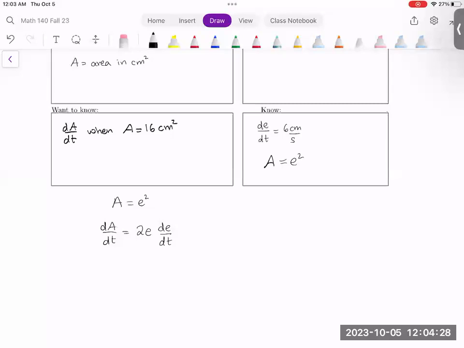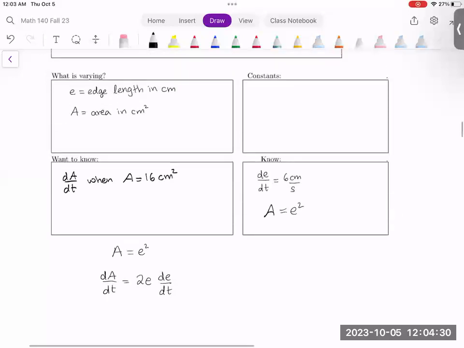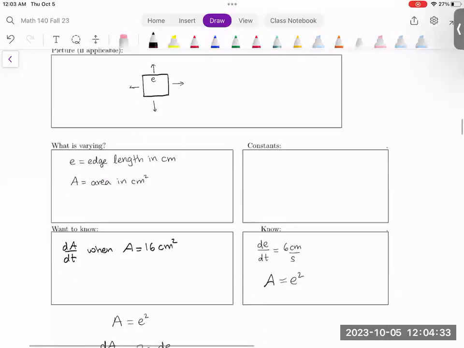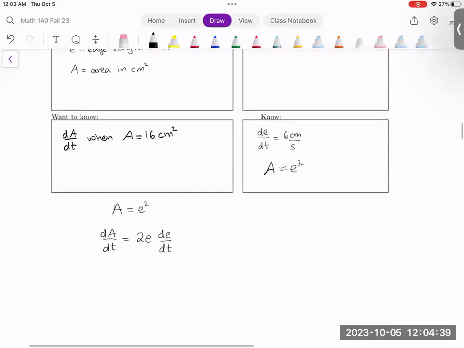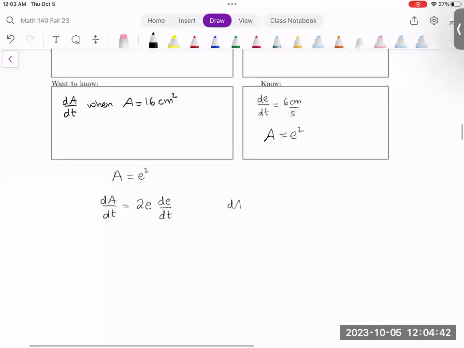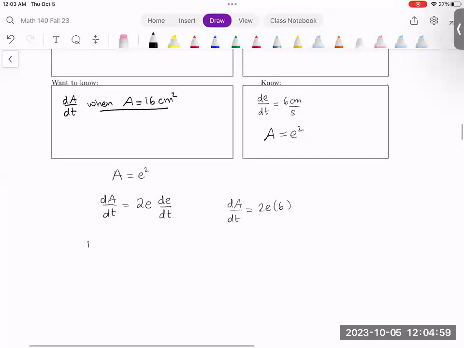We can even put in the information that we know. So what do we know? We know that dE/dt is always equal to 6 centimeters per second. So dA/dt is equal to 2E times 6. We were interested in dA/dt at the moment when A is equal to 16 centimeters squared. And this is what I call the snapshot info. Okay. This is just a particular moment in time.